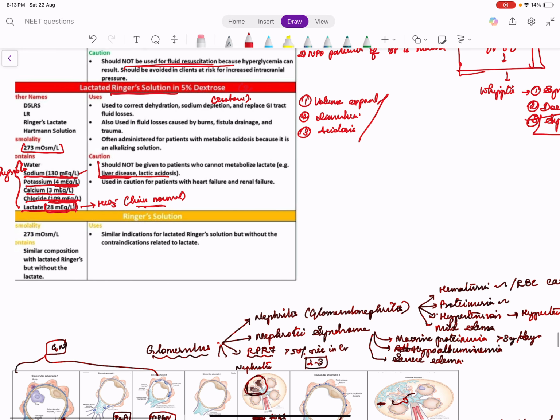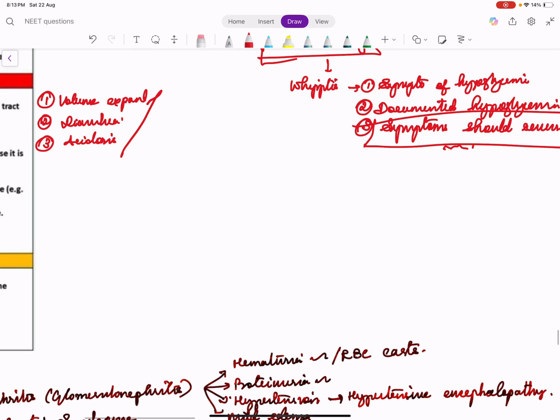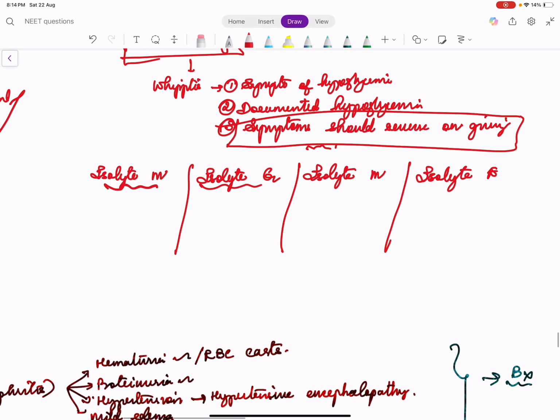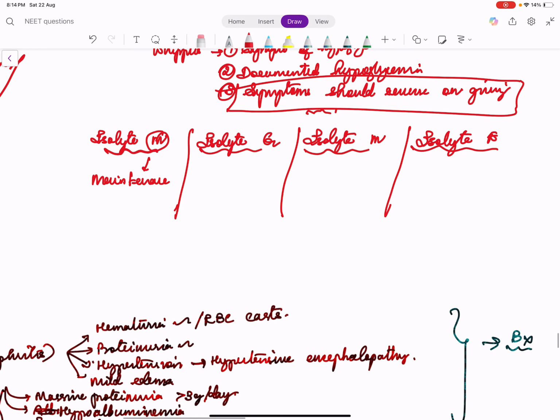Initially there was something called Ringer's fluid, which has the same composition as Ringer's lactate, but lactate will not be present. It's not common nowadays. Then we have some other fluids like Isolyte. These are also isotonic fluids. Isolyte M, Isolyte G, Isolyte P, Isolyte E. Even if you don't remember the composition, just remember the uses. M is for maintenance. Isolyte M can be used as a maintenance fluid.